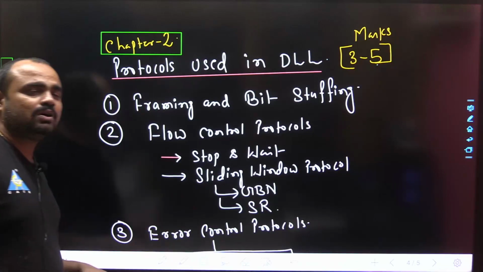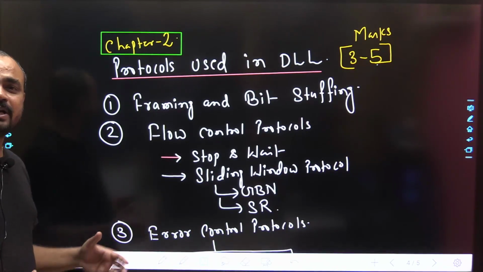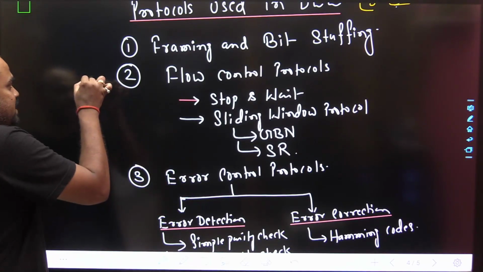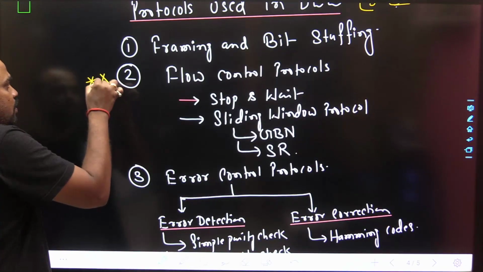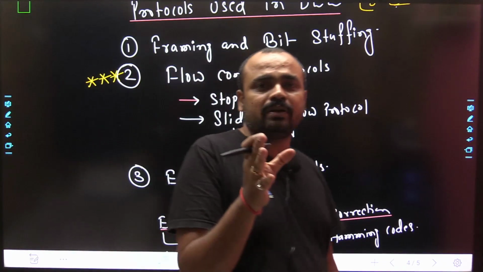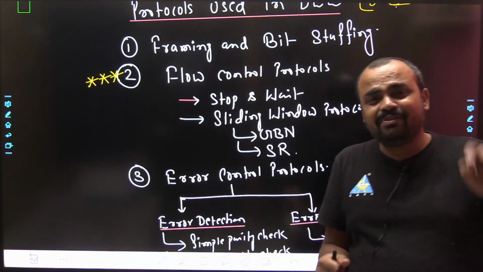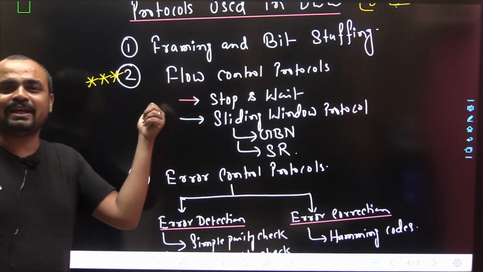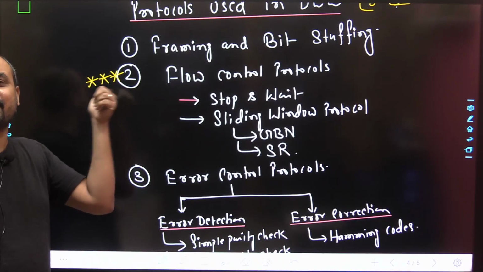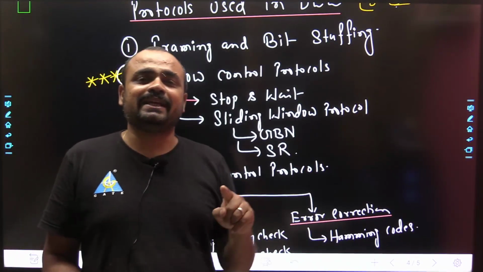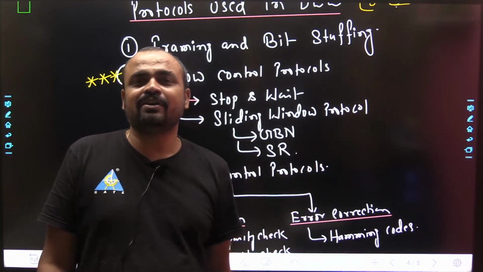So let's come to the priority of the concepts. See, usually every year one question has been asked from the flow control protocol, so you can mark it triple star. Once you look at the last 10 years' questions, every year one question has been asked from the flow control protocol, and that's why I have given it triple star. It means the question has been asked frequently in the GATE paper.